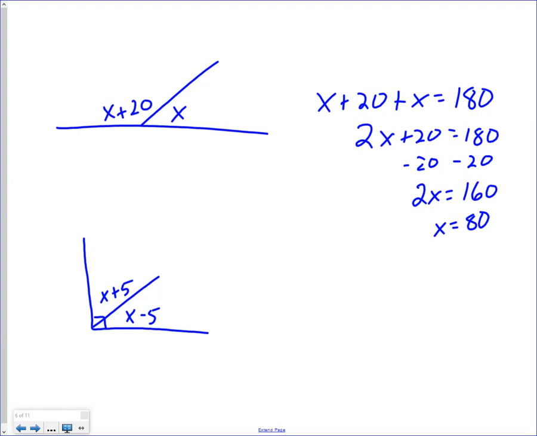In the lower diagram here, we have x plus 5 and x minus 5. These two angles are adjacent. They're two angles in a 90-degree angle, making them complementary, also meaning that they sum to 90. So x plus 5 plus x minus 5 is 90. You have a plus 5 and a minus 5, they just cancel out. So 2x is 90. When you divide both sides by 2, you get 45.